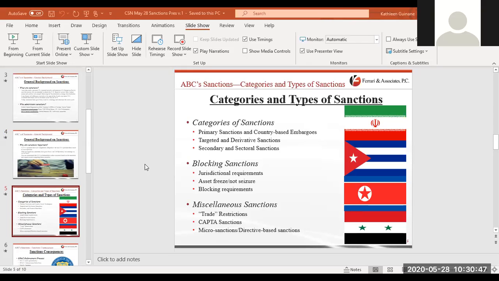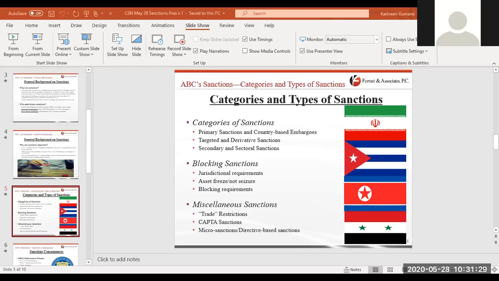Let's start with primary sanctions and country-based embargoes. There is a lot of confusion about what a primary sanction program is. I don't think there's any agreement even amongst sanctions practitioners, whether they're legal practitioners or academics, as to what primary sanctions mean. What I've always understood them to mean, and what those in my office, who include a number of former OFAC officials, understand them to be, is that primary sanctions refer to those sanctions that target particular countries or persons and impose restrictions on dealings by U.S. persons with respect to that particular target.